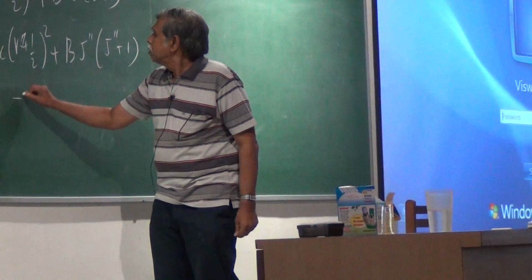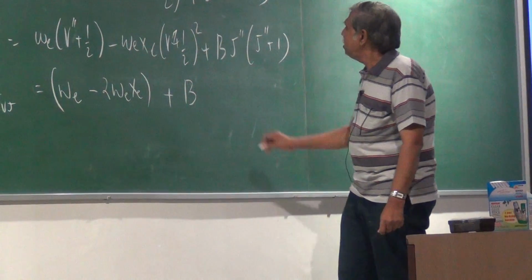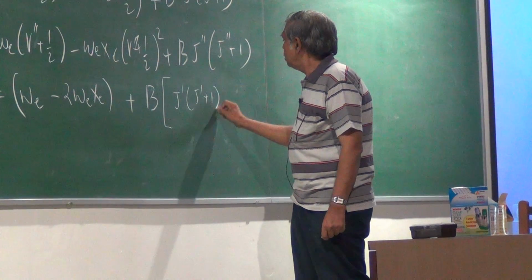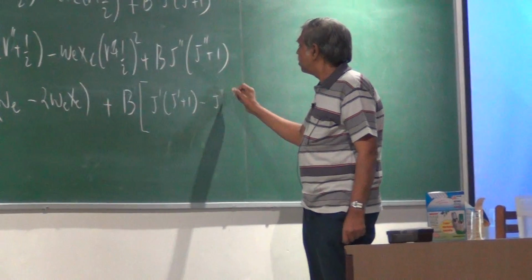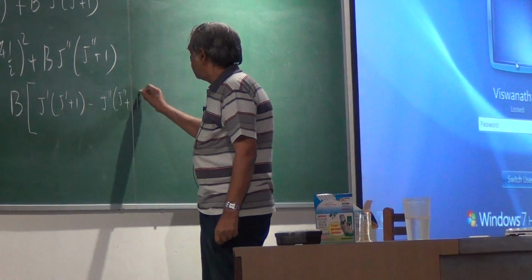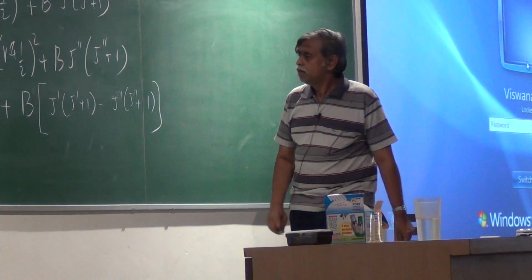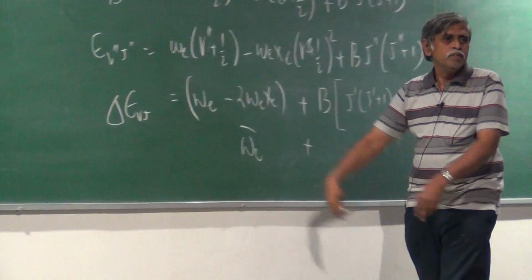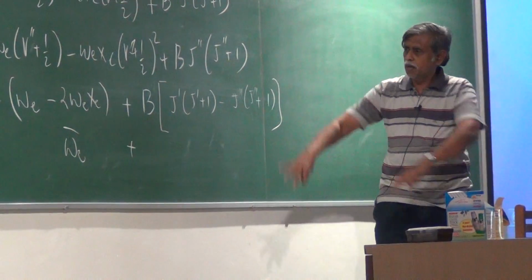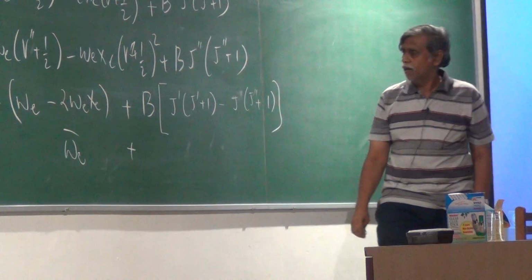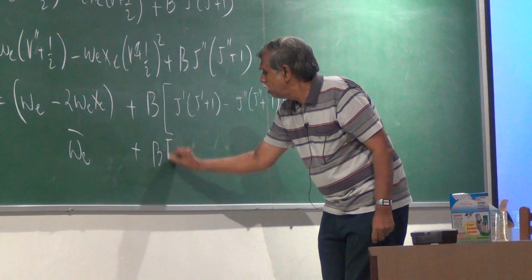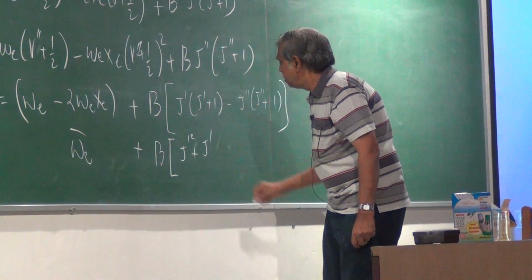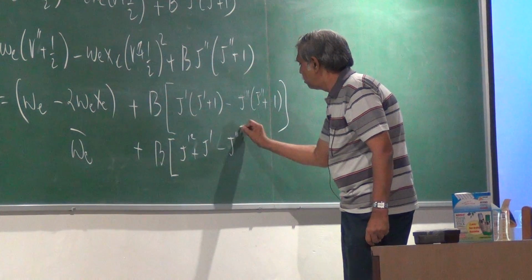What happens over here? B, J prime into J prime plus 1 minus J double prime into J double prime plus 1. I simply say that this is omega E bar. I'm just covering everything and I'm just going to call it omega E bar. And this will be B times J prime squared plus J prime minus J double prime squared.